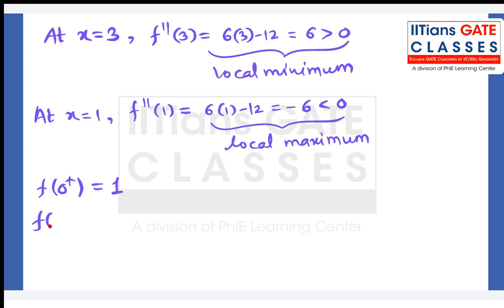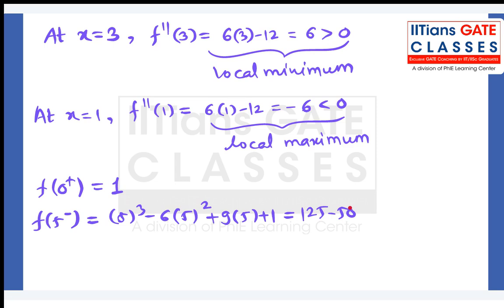Similarly, you can evaluate at 5 minus. That means we are not exactly at 5 but just below 5. So that will be nothing but 5 cube minus 6 into 5 square plus 9 into 5 plus 1. That is 125 minus 150, minus 25, plus 46. If you do this, you should get 21, because minus 25 plus 46 should be 21.